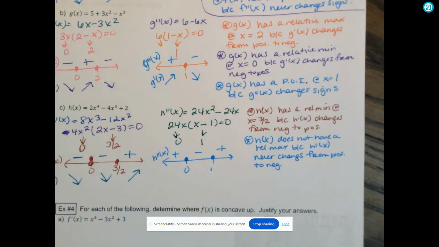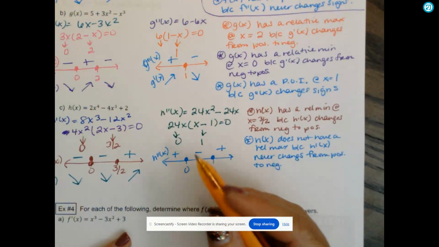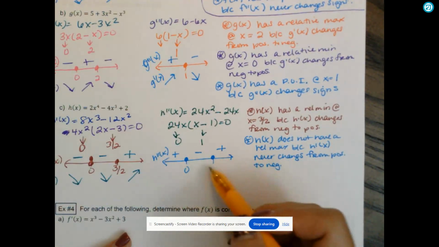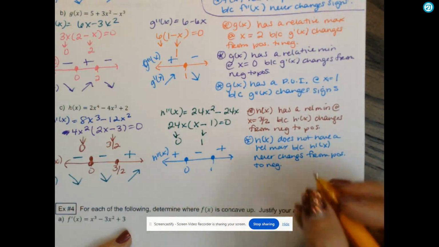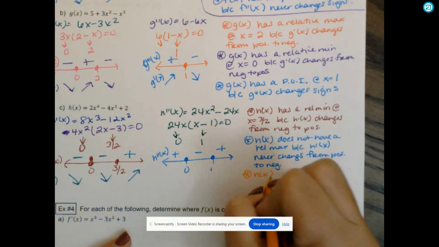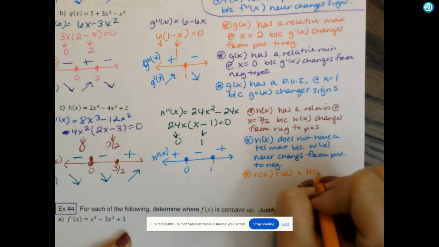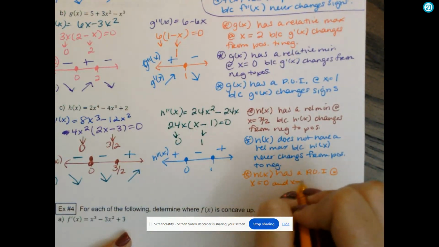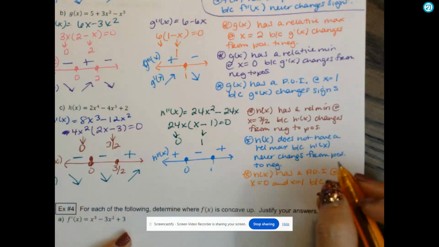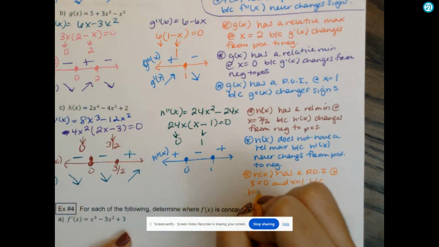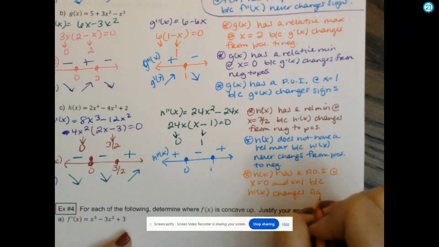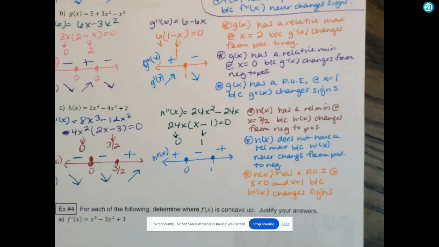And then the last one we have here is our point of inflection. So we can say, let's see, it changes from positive to negative. So there's 1 at 0, and from negative to positive, so there's 1 at 1. So h of x has a point of inflection at x equals 0 and x equals 1 because h double prime of x changes signs. All right, so that is example 3.